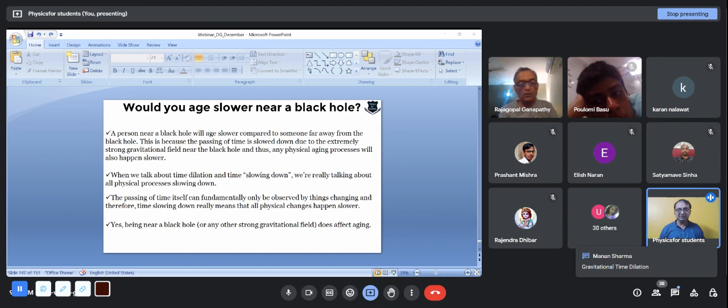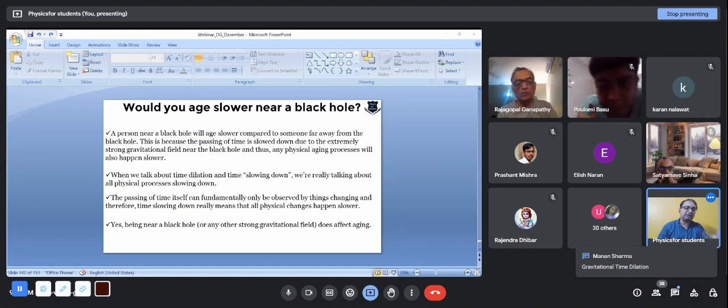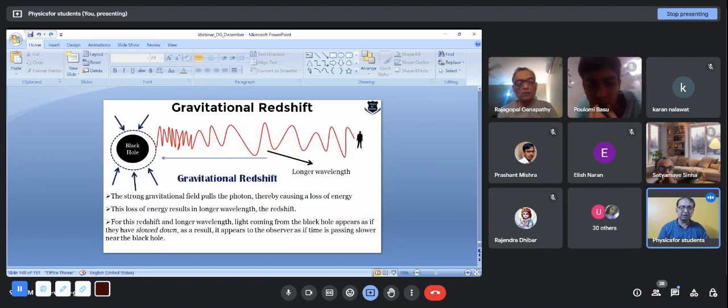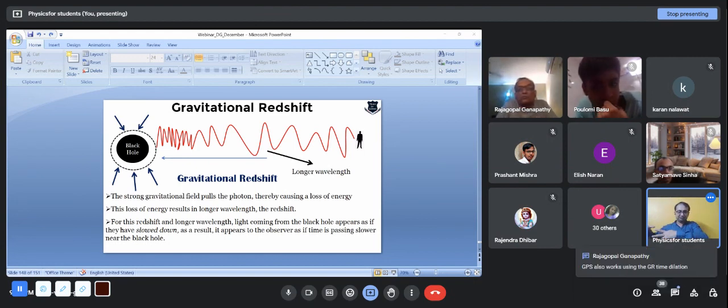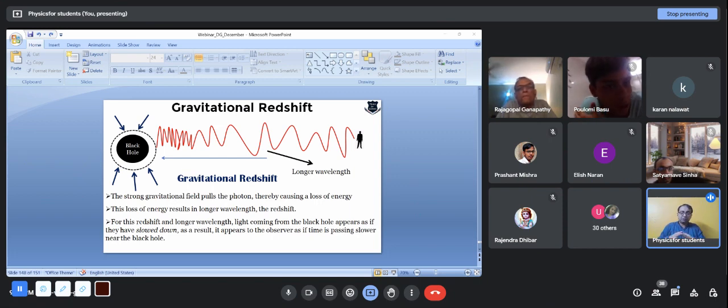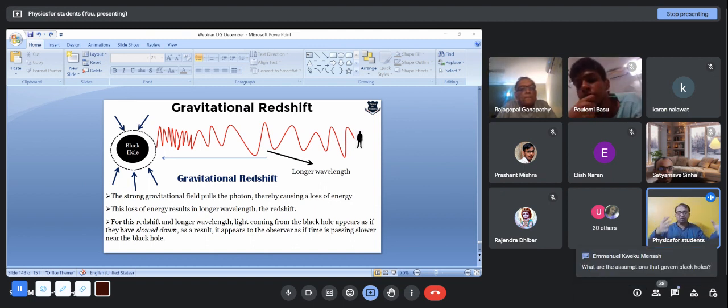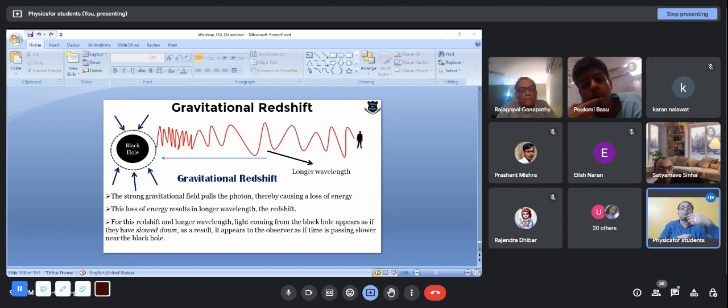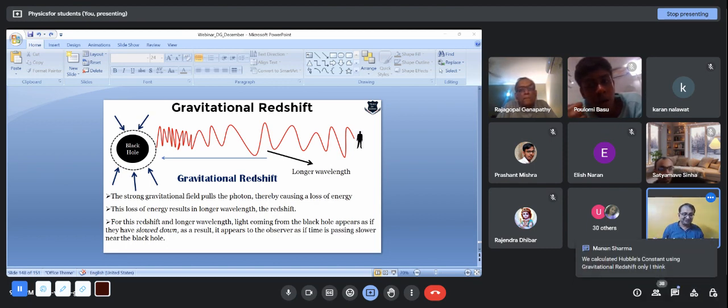So when we talk about time dilation and slowing down, we are really talking about all the physical processes, because the time will obviously be more. And this is what is called the gravitational redshift. That means from the black hole, which is more massive, things will appear longer and longer. But that does not mean that we are losing any energy. It is again conserved, using Noether's theorem. The strong gravitational field pulls the photon, causing a loss of energy, and the loss of energy results in a longer wavelength, which is redshift. There is another opposite of redshift, which is called blueshift, right?